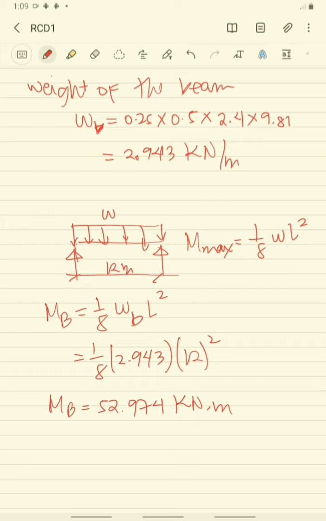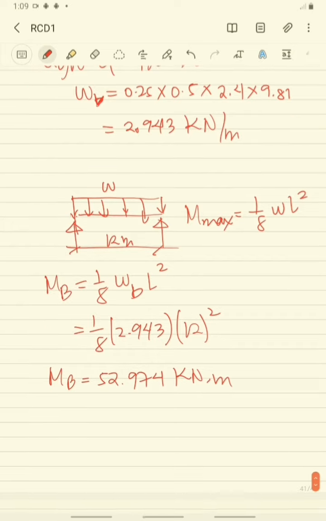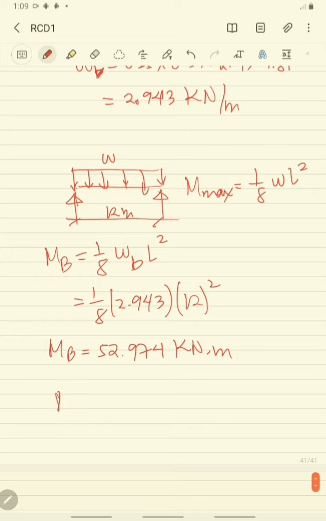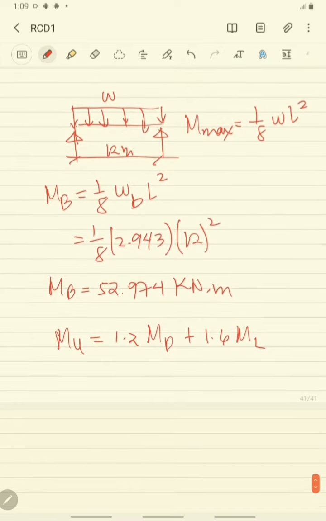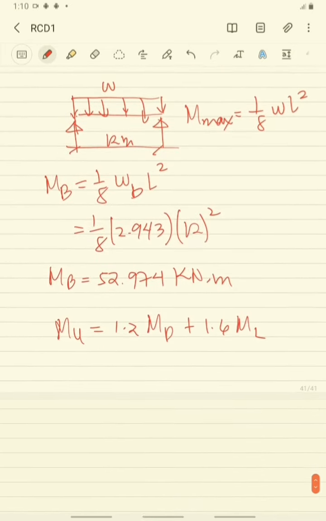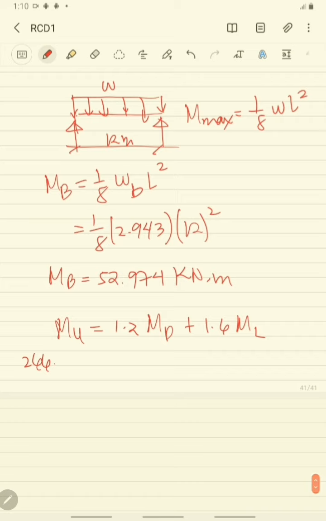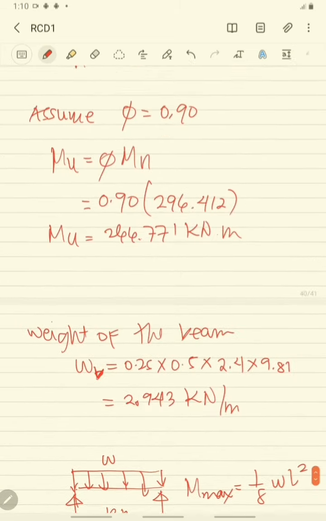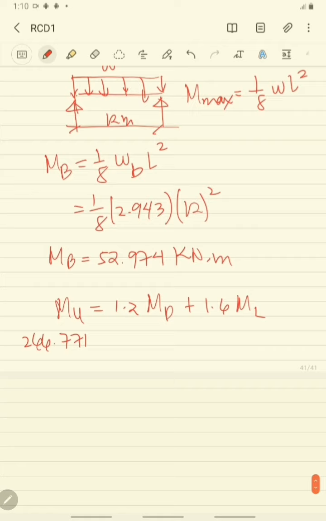The load factor for the dead load is 1.2, and the load factor for the live load is 1.6. So your ultimate moment is equal to 1.2 times the moment due to dead load plus 1.6 times the moment due to live load. We can substitute this: for the ultimate moment, you have 266.771.